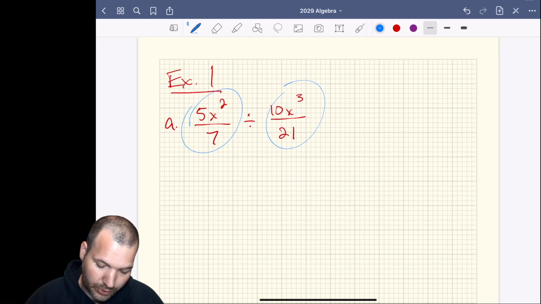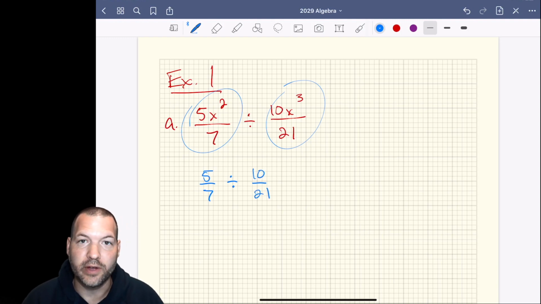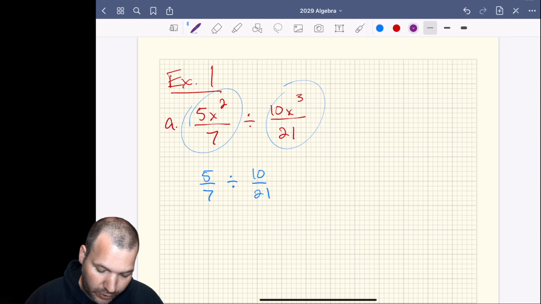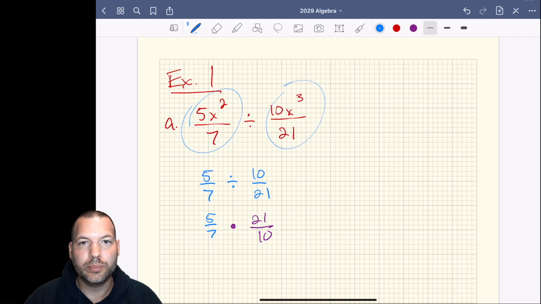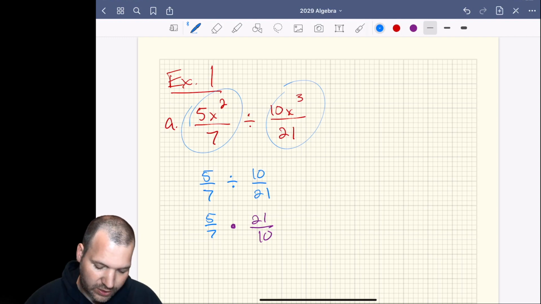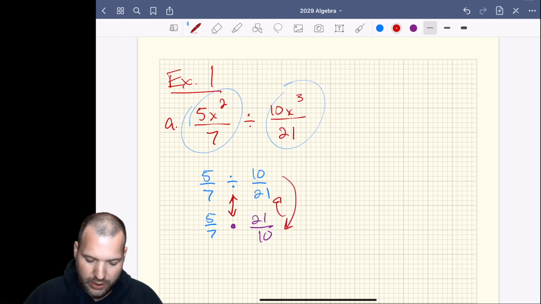Imagine that this were simply 5/7 divided by 10/21. That is, that there wasn't actually any variable in this expression at all. Hopefully you would say, oh, dividing by a fraction, we're really supposed to multiply by reciprocals, right? Or what you all often call keep, switch, flip. We keep the 5/7, we switch the division to multiplication, and then we flip. The 10 goes from the numerator to the denominator, the 21 goes from the denominator to the numerator.